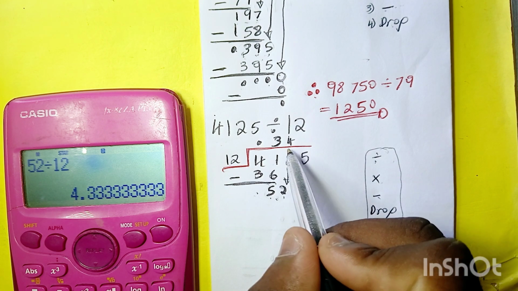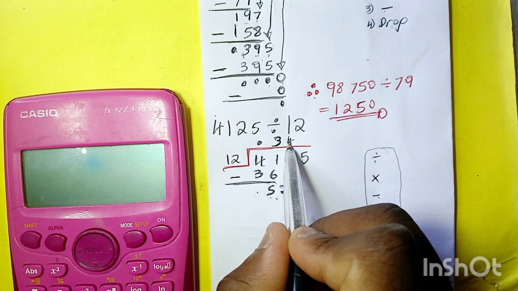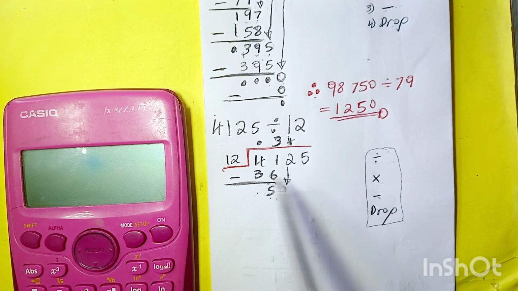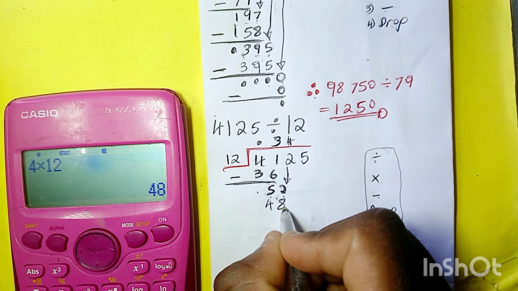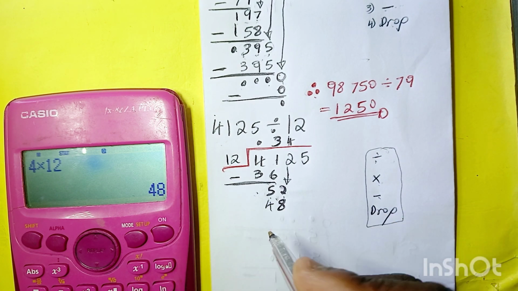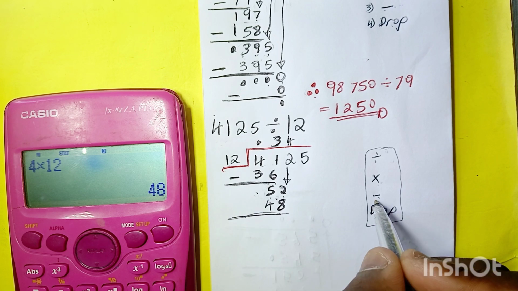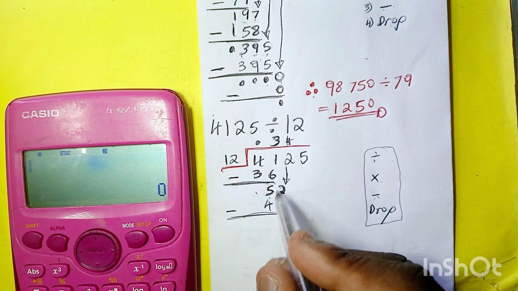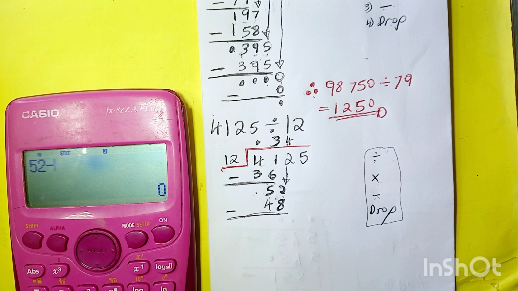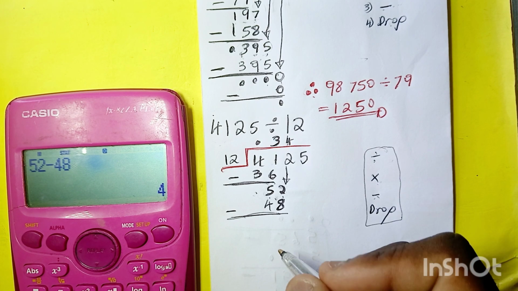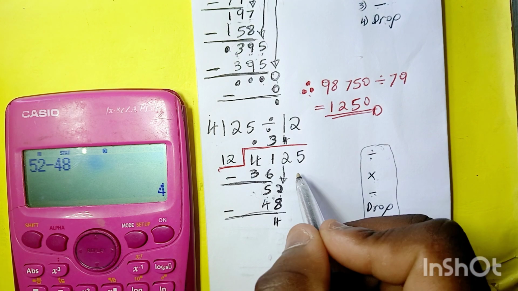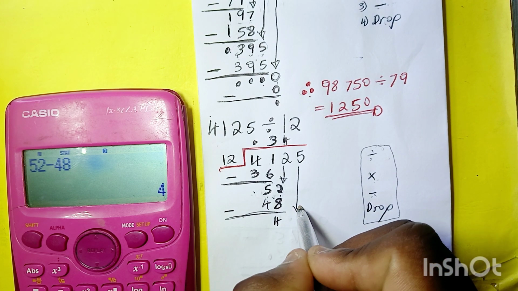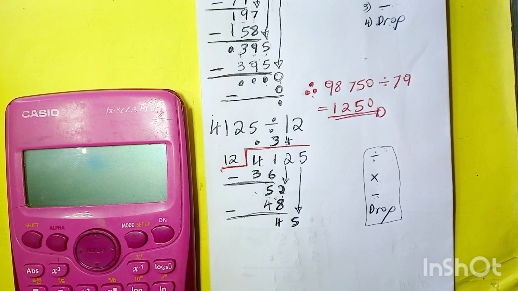So now, after getting 4 as my answer, I'll say 4 multiplied by 12. So I got 48 here. Then I will underline and subtract. So now let's subtract 52 by 48. So here I will get what? I will get 4 as my answer. Then now I have to do what? I have to drop, which is 5 here.